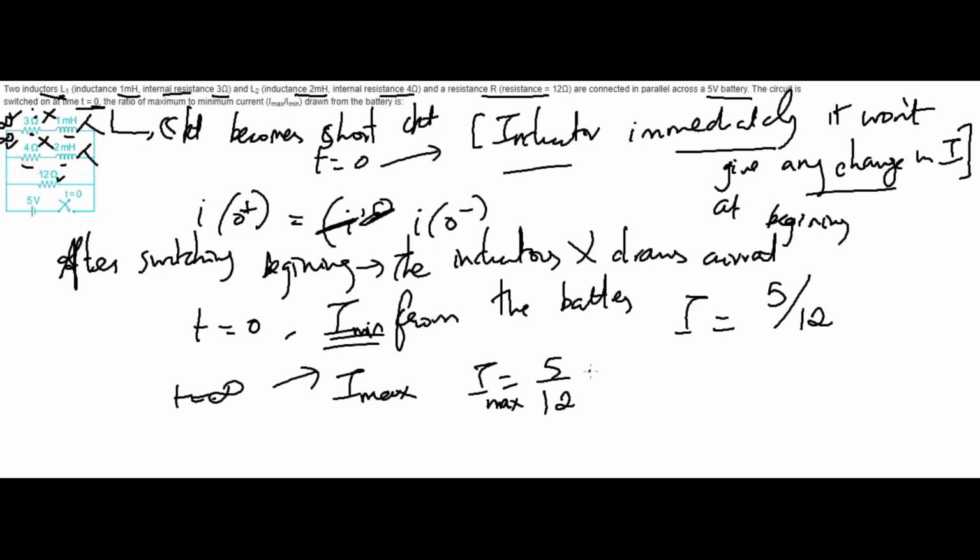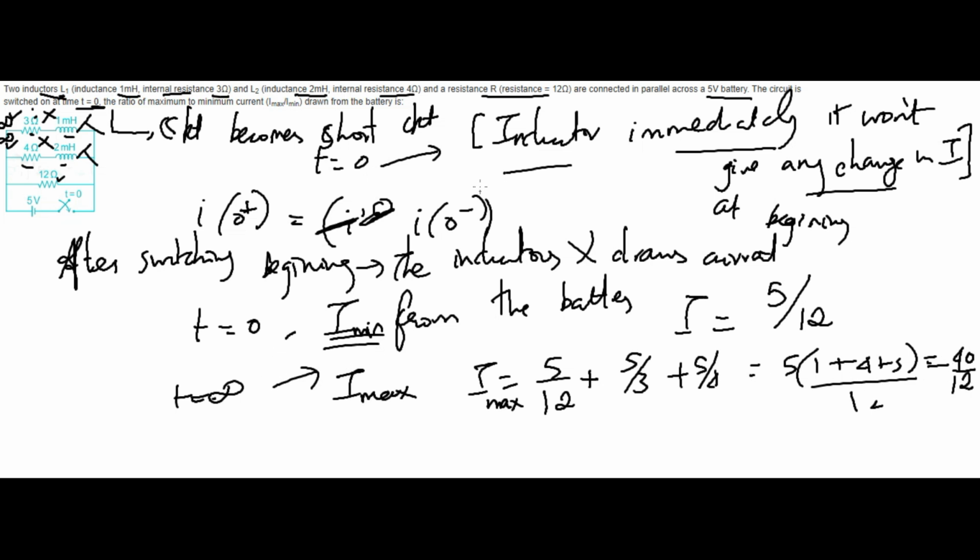V by R is 5 by 12, plus 5 by 3, because this is also available. I of 0 minus and I of 0 plus are the same, as the inductance at the beginning is not giving anything. So 5 by 3, and then 5 by 4. Taking the LCM, we get 5 into (1 plus 4 plus 3) divided by 12, that is 8 into 5, 40 divided by 12. This is I max.